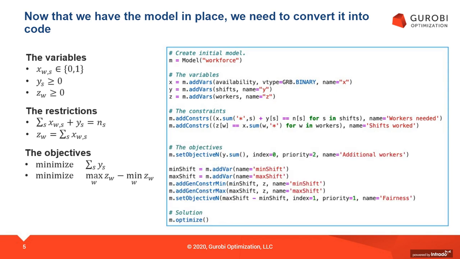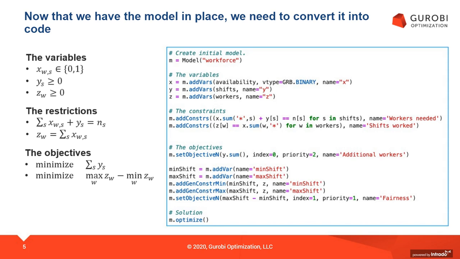And in this case, actually, we have two objectives. This is interesting because now we can add more than one objective to Gurobi, and it will prioritize them and use them to guide the optimization as you have specified. So in our case, the first objective is the additional worker objective that we want to minimize.